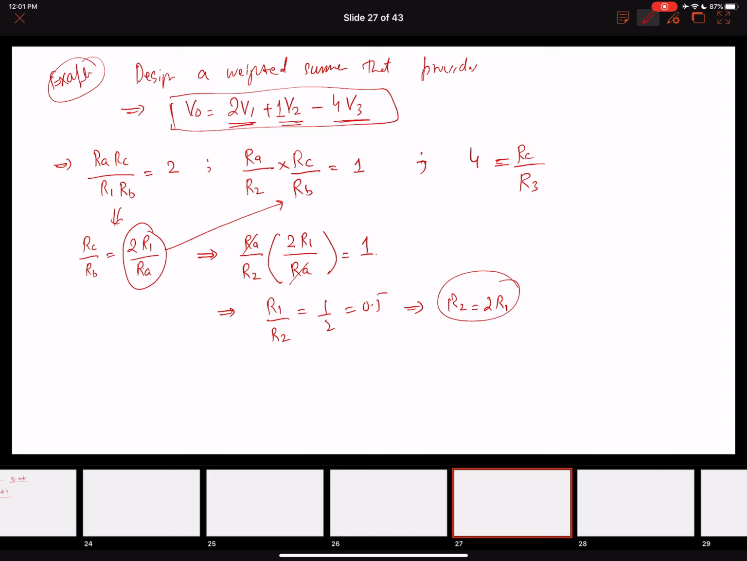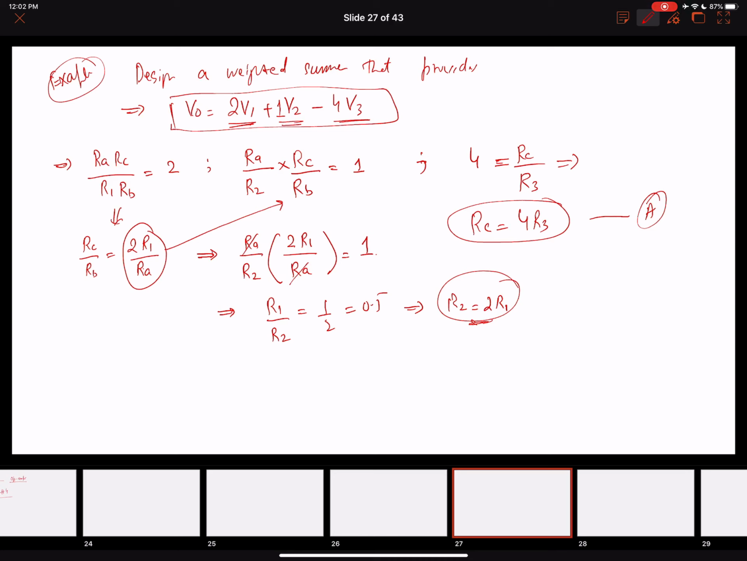And the other thing that I got from this equation is that RC should be equal to 4 times R3. And from here I found out that my R2 should be equal to 2 times R1. So these are the resistances that I want. I need to find out the resistance values of RB now.